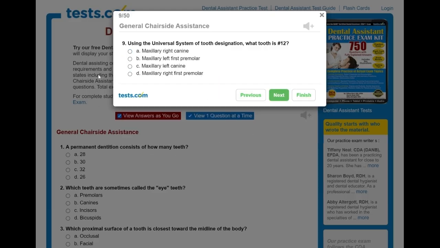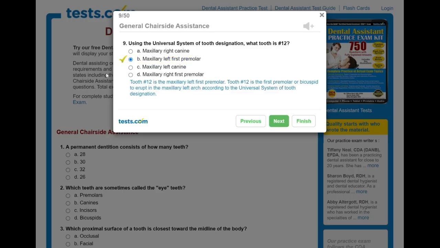Question 9. Using the universal system of tooth designation, what tooth is number 12? A. Maxillary right canine. B. Maxillary left first premolar. C. Maxillary left canine. D. Maxillary right first premolar. B. Maxillary left first premolar. Tooth number 12 is the maxillary left first premolar. Tooth number 12 is the first premolar or bicuspid to erupt in the maxillary left arch according to the universal system of tooth designation.